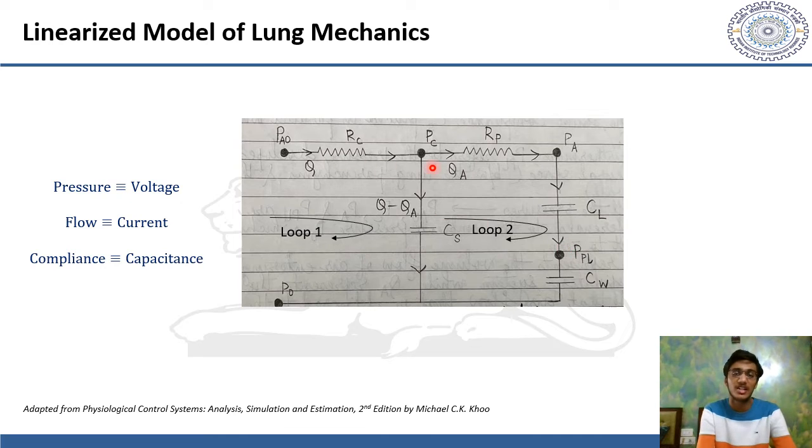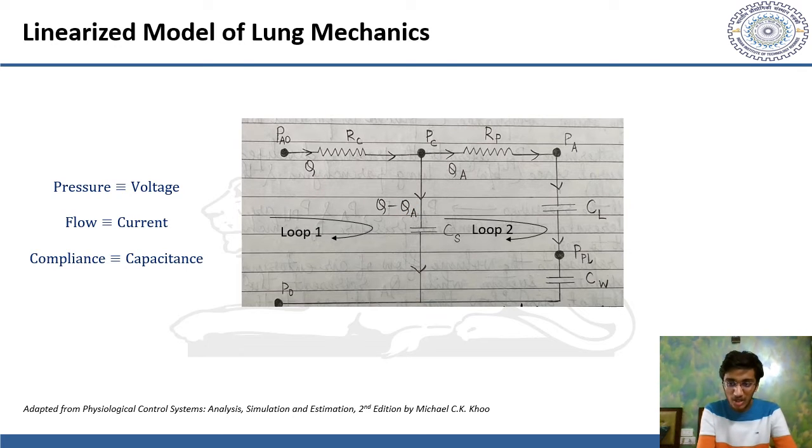Now that we have this electrical circuit model in our hands, we can begin to analyze this and figure out the transfer function, which would essentially relate the input of this given system to the output of this given system. And the input to this given system is clearly the pressure at the airway opening, that is PAO, and the output of the system is the volume flow of air that is delivered to the respiratory system, which will be denoted by Q.